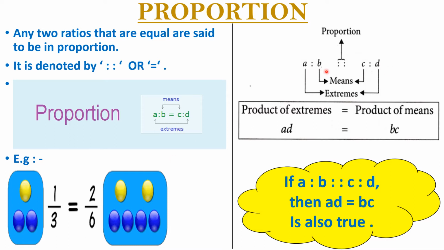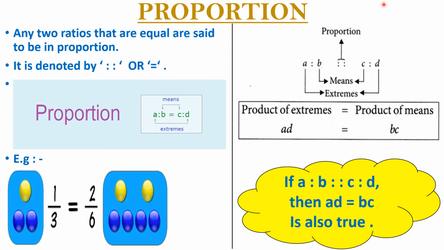A is to B is in proportion to C is to D. As we know, A, B, C, D are the parts or terms of both the ratios. A is the first term, B is the second term, C is the third term, and D is the fourth term.